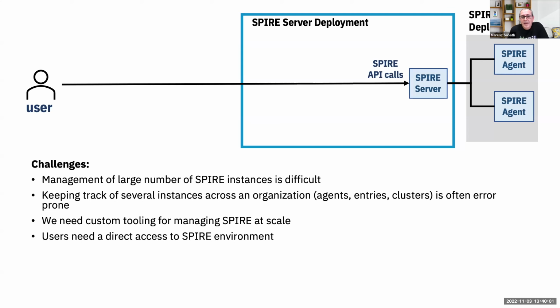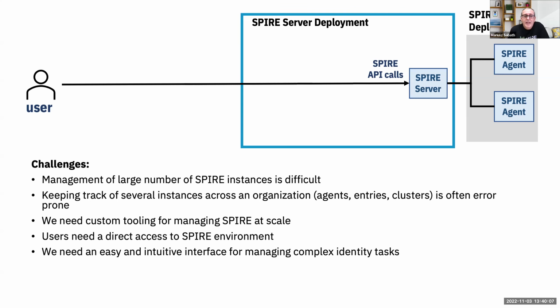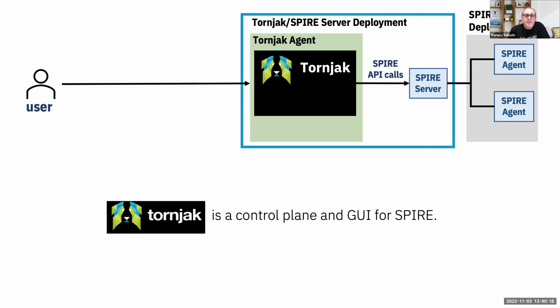Also, in order to manage SPIRE, users need direct access to the SPIRE environment. We need an easy and intuitive interface for managing complex identity tasks. Basically, we need a scalable control plane for SPIRE. So this is why the project Tornjak was born.